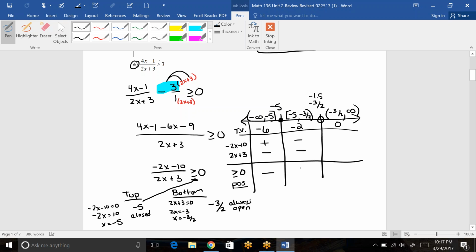Two negatives put together makes a positive when you multiply or divide. 0 is easy because it's just the constants, so that's -10 and +3, and that makes an overall negative sign. So since we only wanted greater than or equal to 0, we're going with this middle region, the plus. So that means this interval up here is the final answer. So -5 to -3/2. And make sure you have your bracket and parentheses correct like you did above.